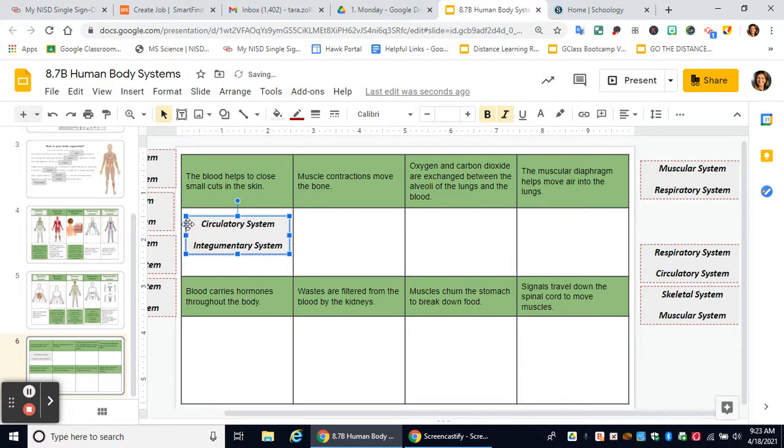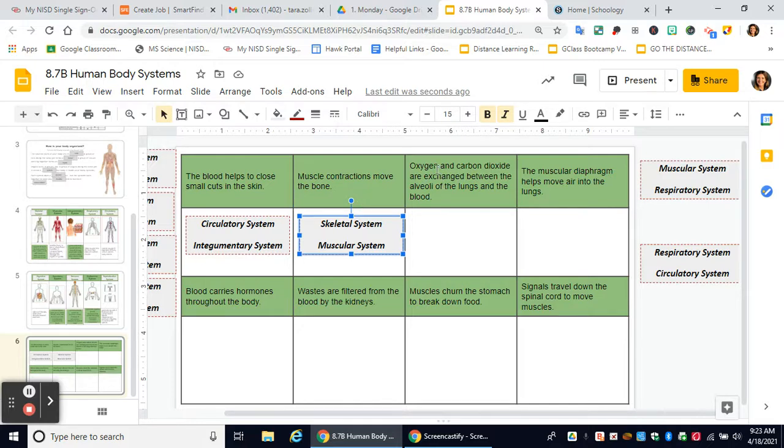Okay. Now let's read the function here. Muscles. So right away I think muscular system. Contracts to move the bone. Bone, skeletal. So I'm looking for skeletal system and muscular system. Here it is. Okay, so your muscles and bones work together to move, to contract your muscles.